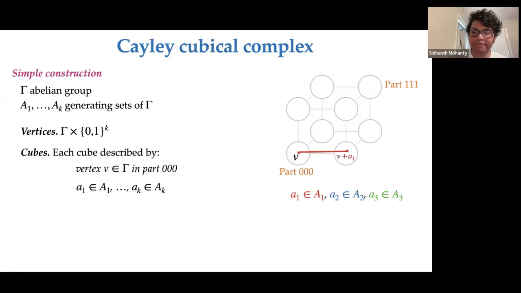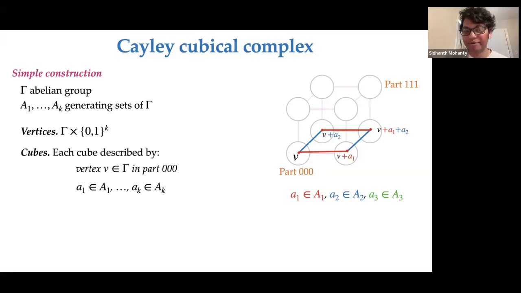So you start with V. You draw an edge from V in part 0, 0, 0 to V plus A1 in the part where you toggle the first bit. So the part I drew it to is part 1, 0, 0. Okay, and then you draw an edge from V to V plus A2, but because you use the second generator, you toggle the second bit. Okay, now you do the same from V plus A1, but in the two direction, and V plus A2, but in the one direction.